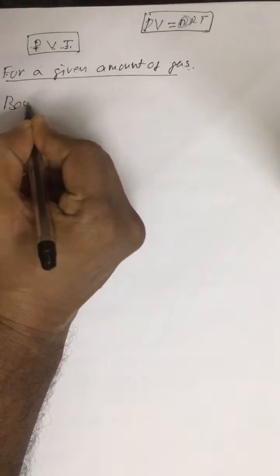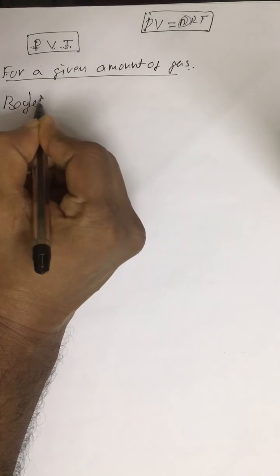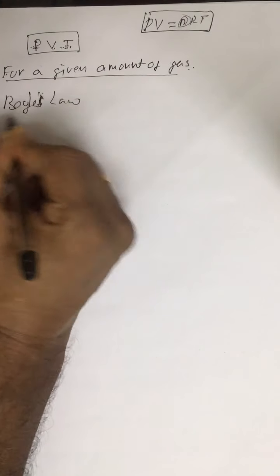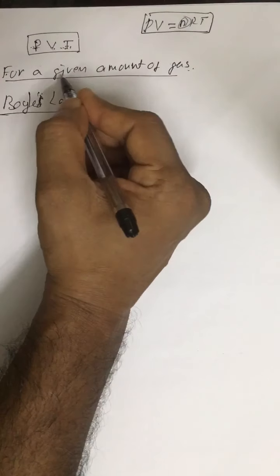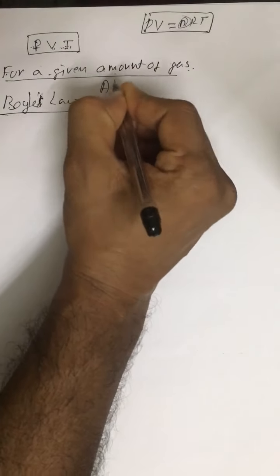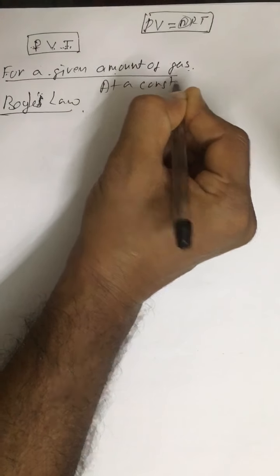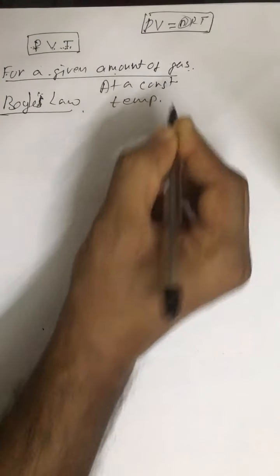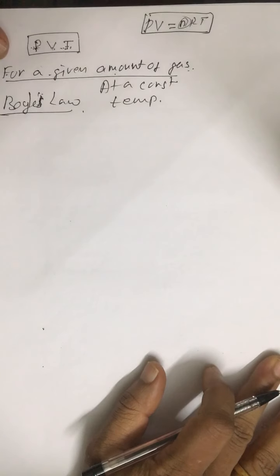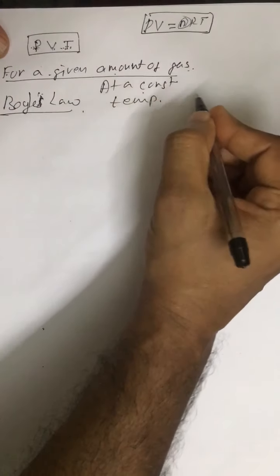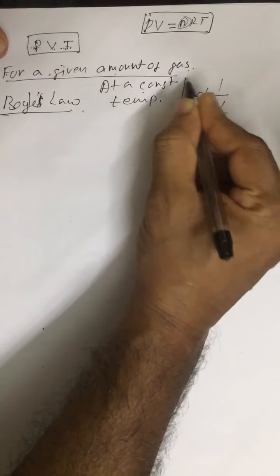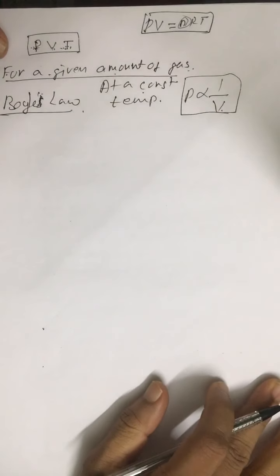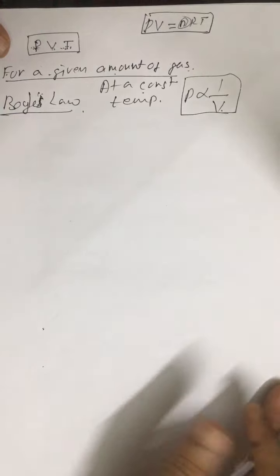Boyle's law says, this is Boyle's law. Boyle's law states that for a given amount of gas at a constant temperature, pressure is inversely proportional to volume. Pressure is inversely proportional to volume.